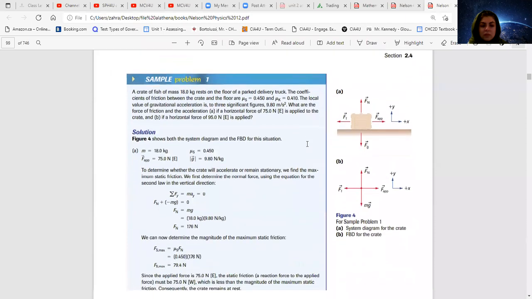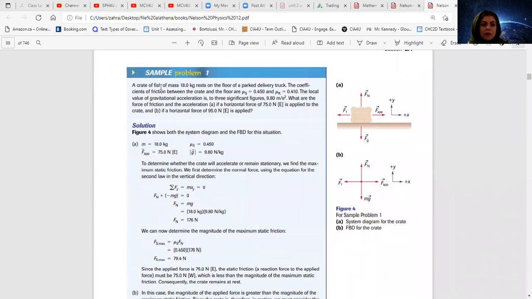Okay, let's just do an example. A crate of fish of mass 18 kilograms rests on the floor. The coefficients of friction between the crate and the floor, static and kinetic, are given. The local value of gravitational acceleration is given to two significant figures, so g is 9.8. What is the force of friction and the acceleration if the horizontal force is 75?